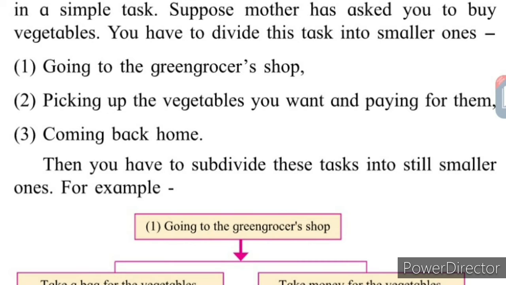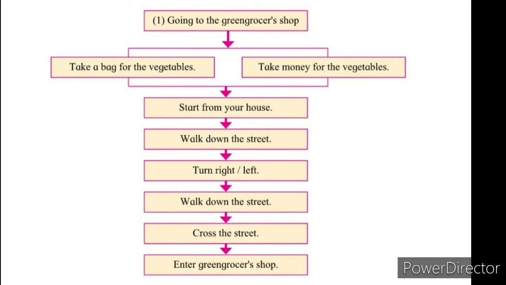First, what is the step? Going to the greengrocer's shop. Second, picking up the vegetables you want and paying for them. And third, coming back home. These are the three steps given. Then you have to subdivide this task into smaller ones. Here, whatever task is given is again divided into smaller ones. How is it? See, first going to the greengrocer's shop. Before that, take a bag for vegetables and take money for vegetables. These are the two steps.